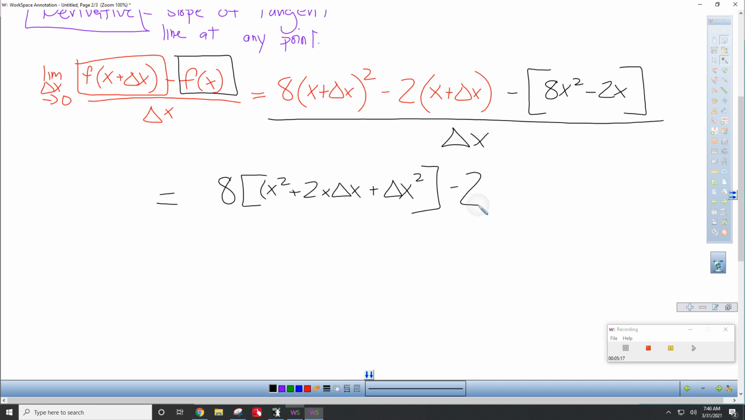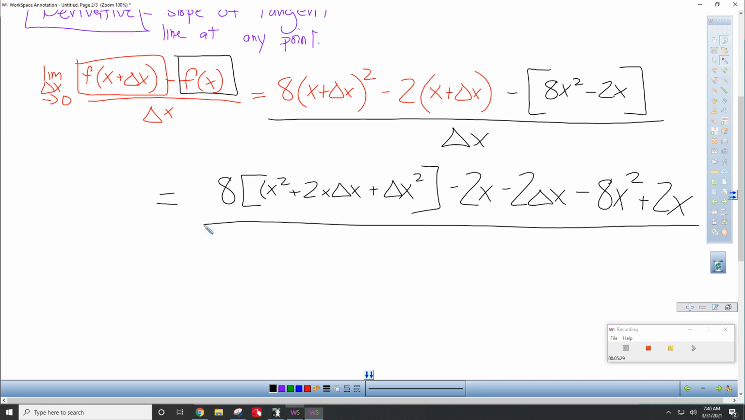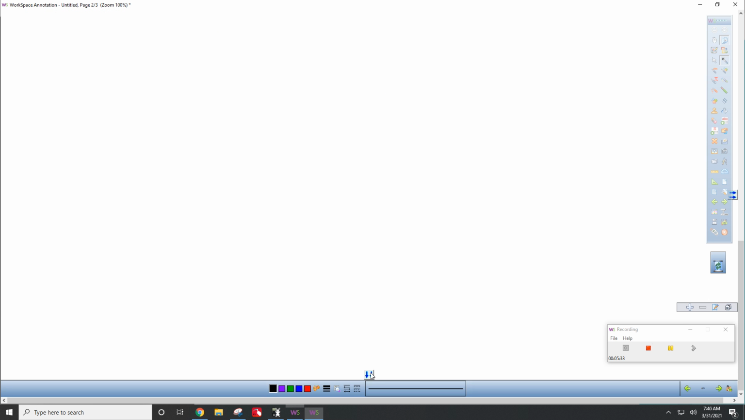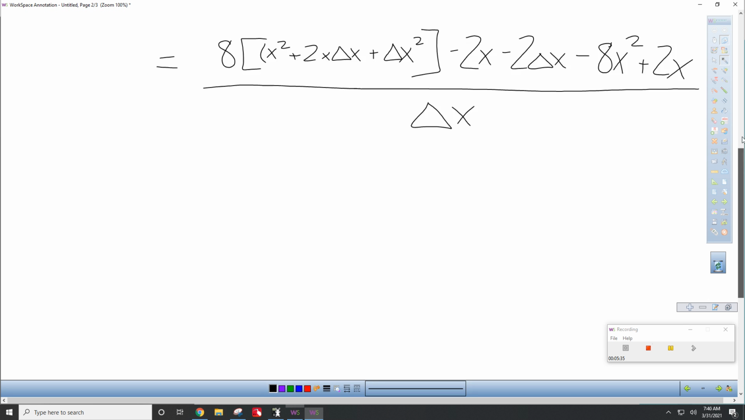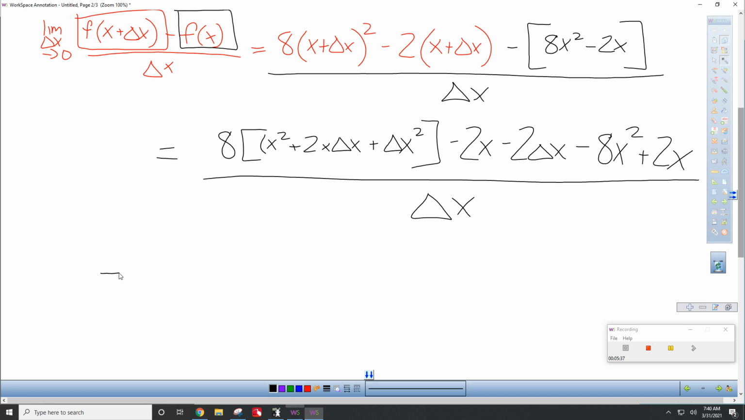Minus 2x minus 2 delta x minus 8x squared plus 2x, all over delta x. I'm intimidated, but I'm not going to get scared. I'm going to keep moving. Trust myself. So what does that give you?